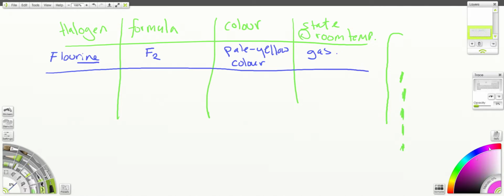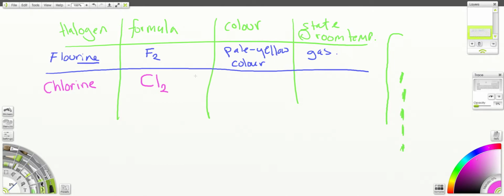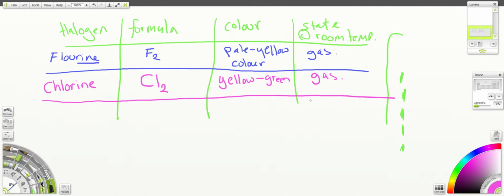Next we're going to have a look at chlorine. Again, notice it ends in INE when it's on its own, and notice that it's Cl2 because it exists as a diatomic state. There's only two atoms that make up chlorine. It's joined to itself twice. And chlorine is a yellow green color, and this is also a gas at room temperature. So let's underline this and go on to the next one.